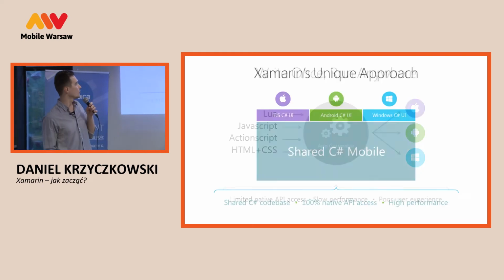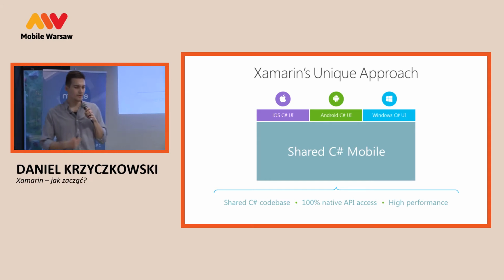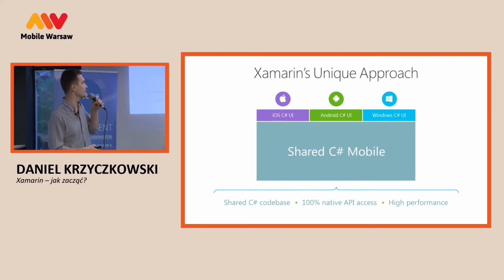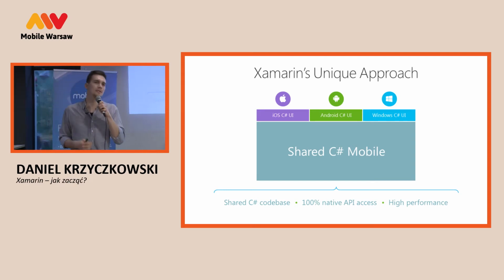But then we have the Xamarin unique approach, and this is very important because, as you can see here, we have shared C# code as a backend for this application. But I'm not talking about the backend in the cloud, the service we are connecting to. I'm talking about the functionality and the logic of the application. But you are able to create a unique user experience.